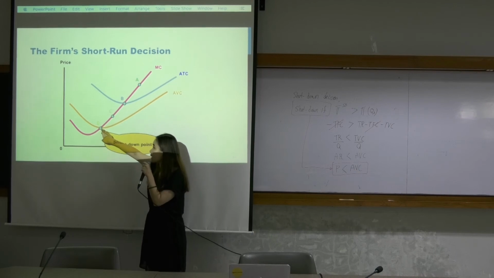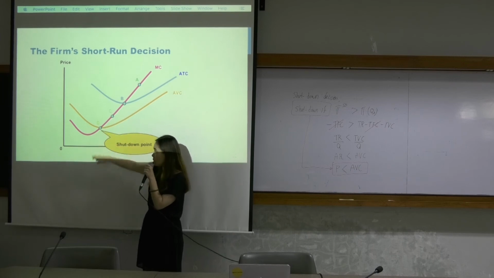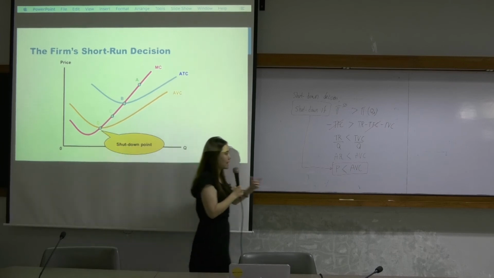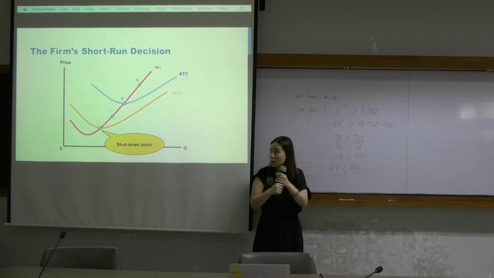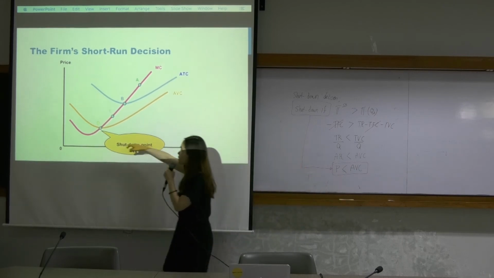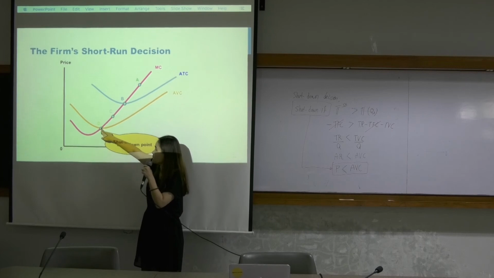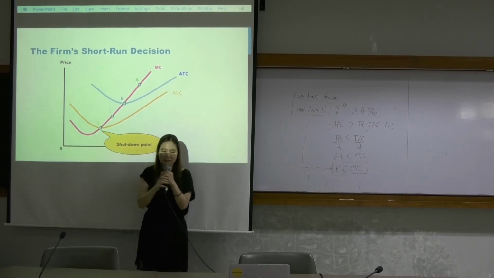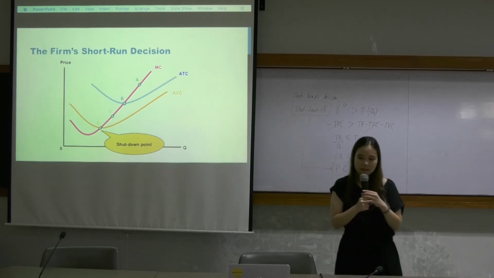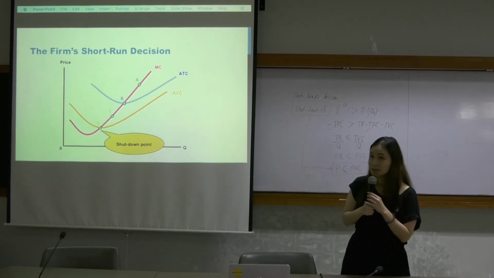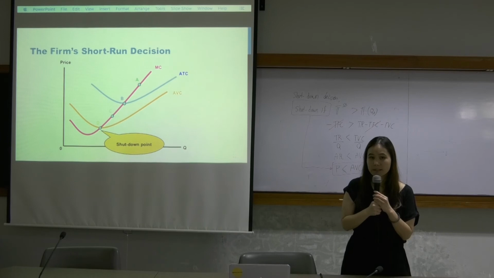when the price is higher than this point, the firm will produce. If the price is lower than this point, the firm will shut down. See, this is the shutdown point. P equals AVC, where MC equals AVC here. Okay, that is the shutdown point. So yes, this summarizes firms' decisions at different prices.